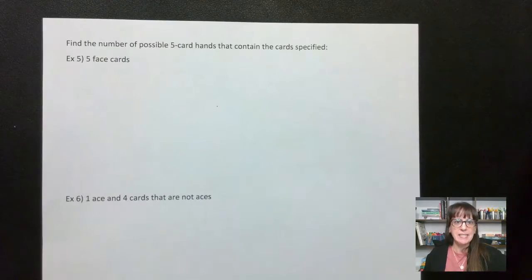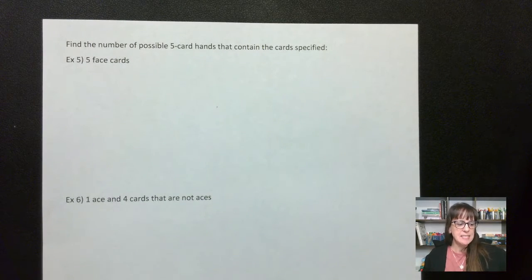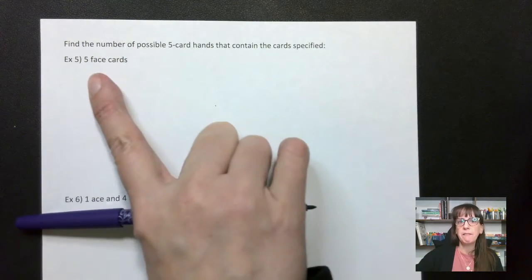Now we've got some other ones that get a little bit harder. So let's talk about these guys. Familiarize yourself with a deck of cards. And in this case, we're going to find the number of possible 5 card hands that contain the cards specified. So let's say we want 5 face cards.